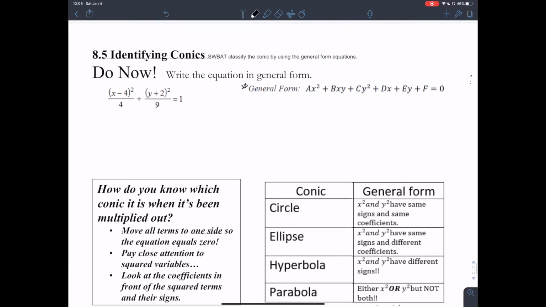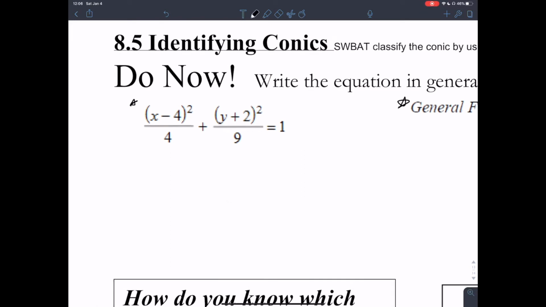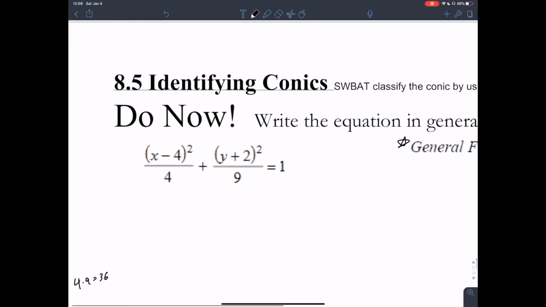Okay, notice how we have no fractions or anything, but our original over here has fractions. So how do we fix that? Well, you're going to multiply by the LCM, the least common multiple. And so the least common multiple of the bottom, 4 and 9, is essentially 4 times 9. And so 4 times 9 is just 36. So then our goal is to multiply everything times 36.